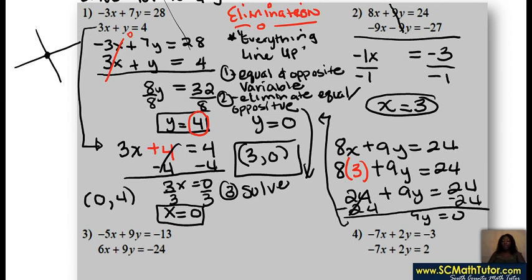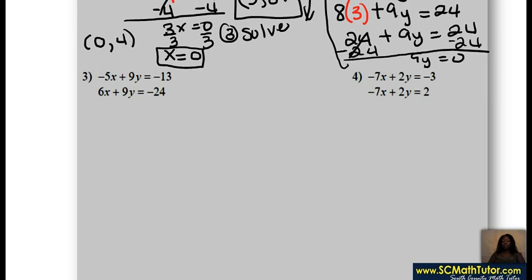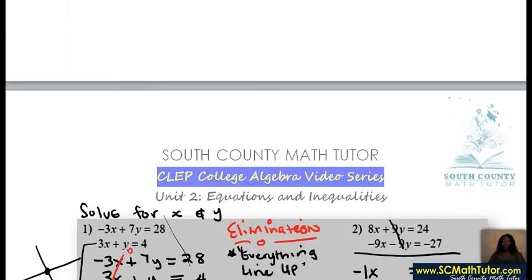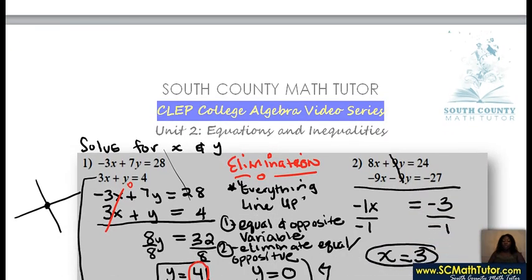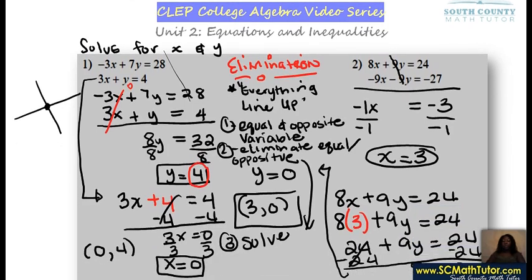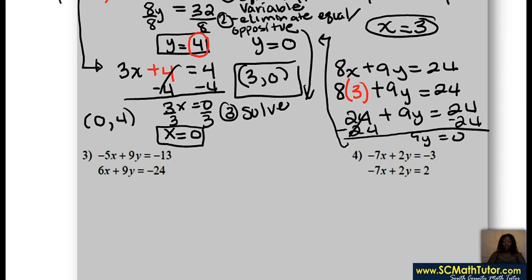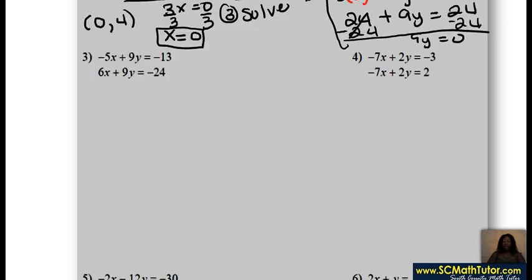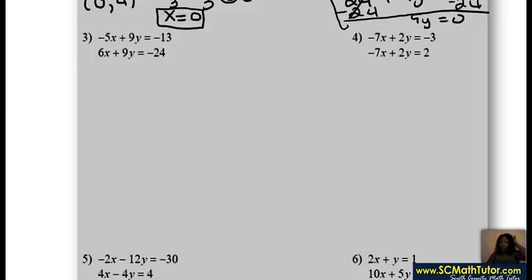Okay, so let's look at the next problem. Now look at number 3. Notice on number 3, the variables line up. X's line up, y's line up, then the number. But now we have one that's equal, but we don't have them to be opposite. So it's easy to solve that problem.